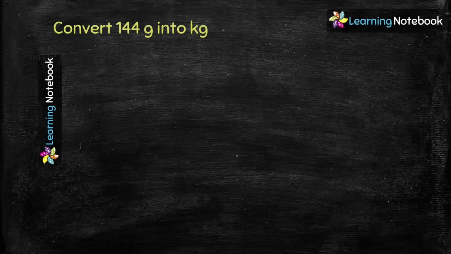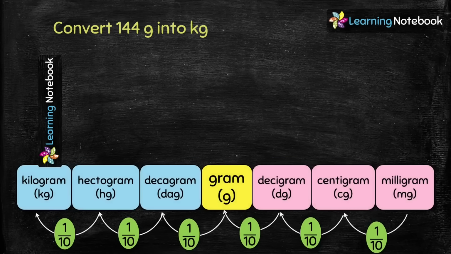Convert 144 gram into kilogram. So here we have to convert lower unit into higher unit. So first let's refer to the diagram and see 1 gram equal to how many kilogram. So let's see how many times do we need to jump here. 1, 2, 3. 3 times. So this means 1 gram equal to 1 upon 1000 kilogram.